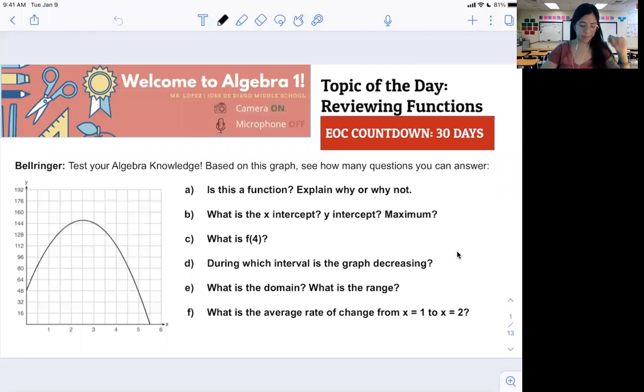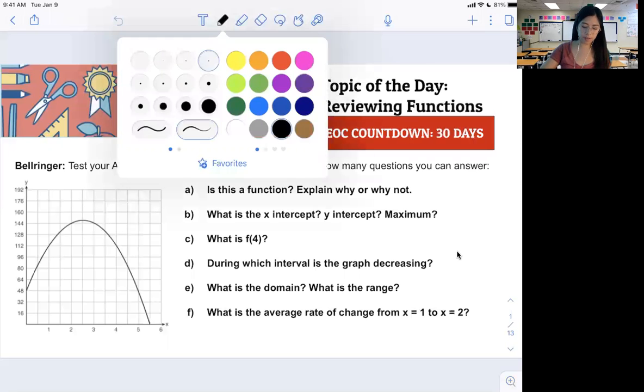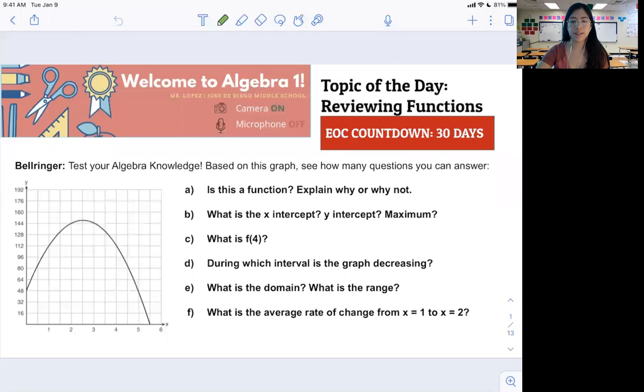So let's go ahead and get started. First one, is this a function? Yes or no? What do you guys think? Throw it in the chat. Yes or no? Go with your gut.